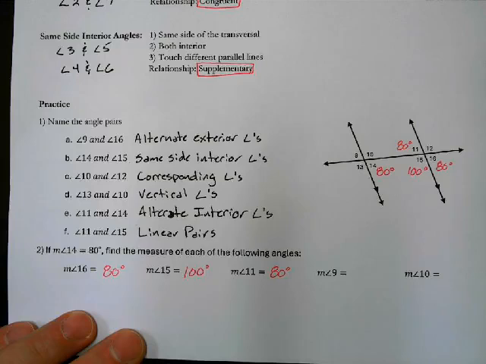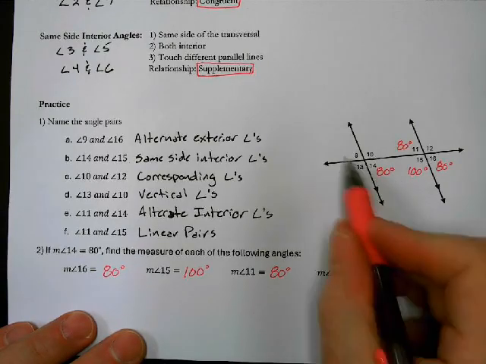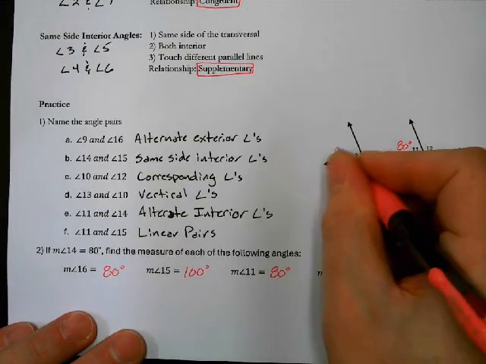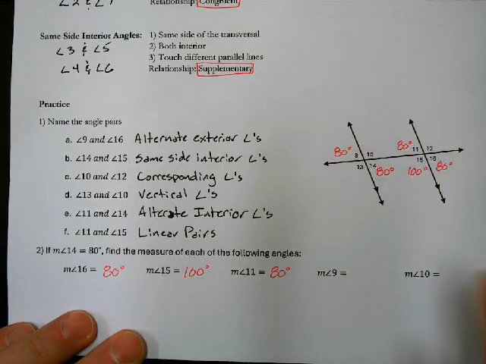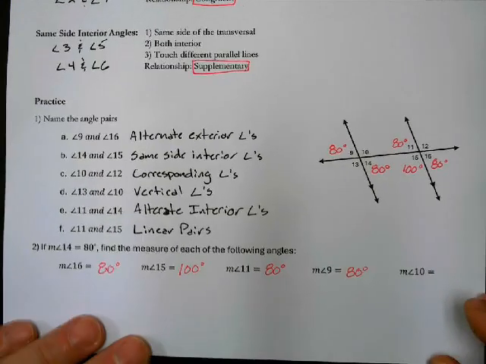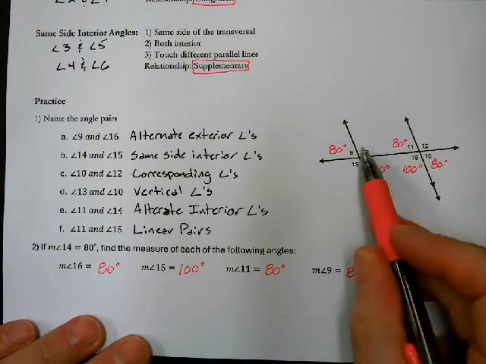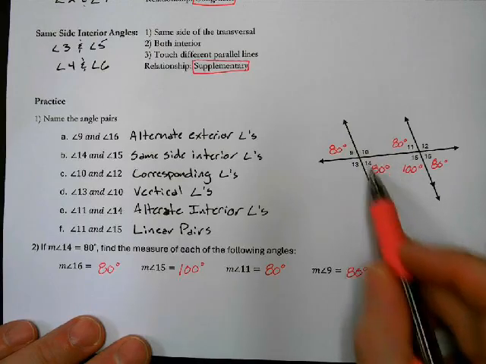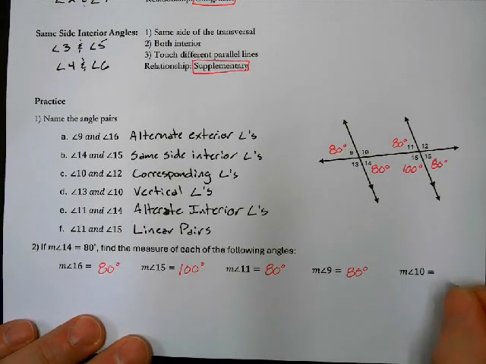Angle 9. See, that is vertical angles with this one. So number 9 is congruent because vertical angles are congruent. Last one, angle 10. These two are linear pairs. They should add up to 180 degrees. So that should be 100 degrees.